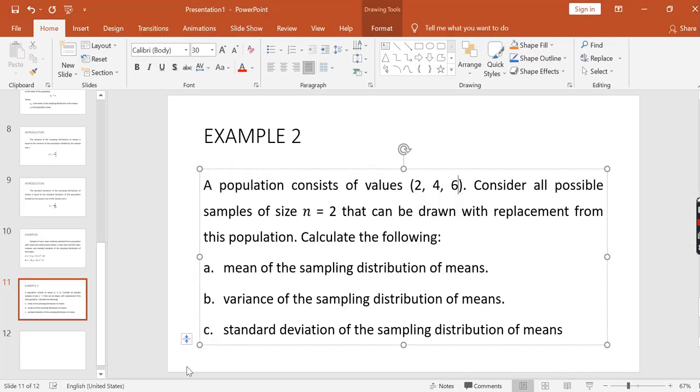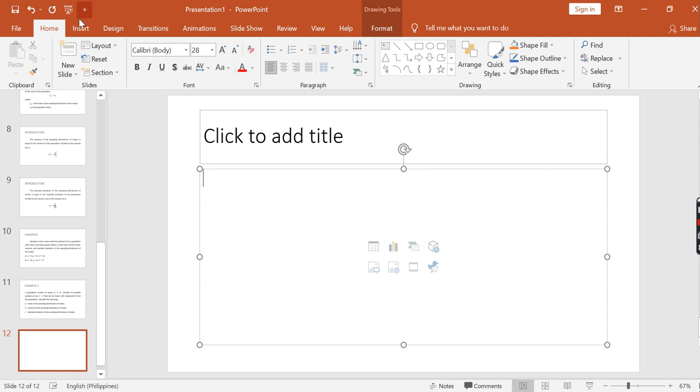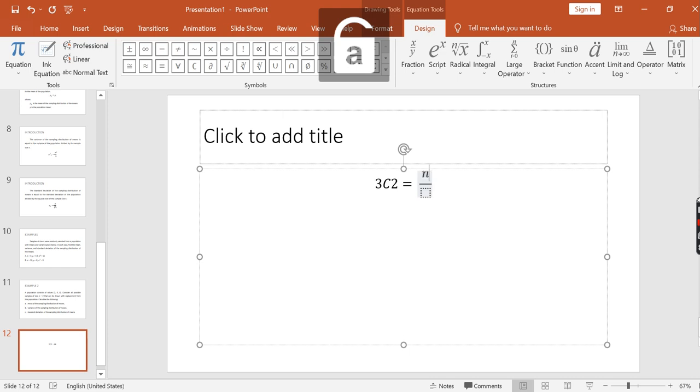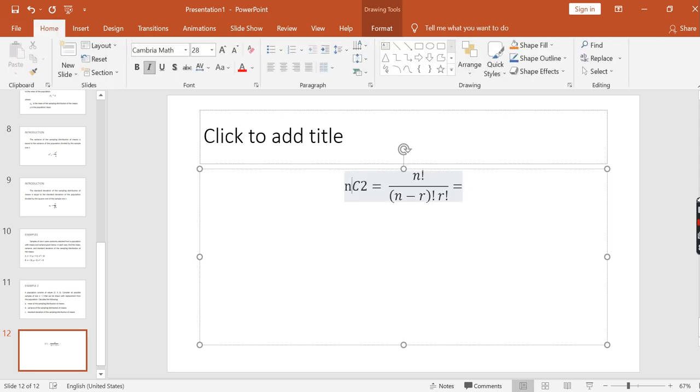Alright, n factorial over (n minus r) factorial times r factorial. Very well, let me rewrite that here so that you can see it again. So 3 combination 2 is equal to n factorial over (n minus r) factorial r factorial. So let's put the values in.